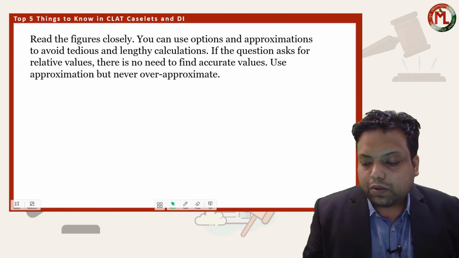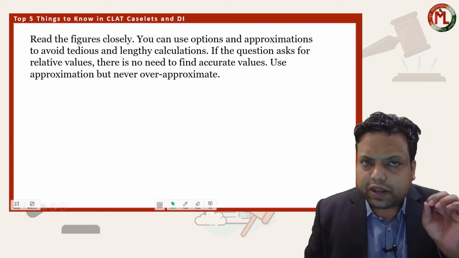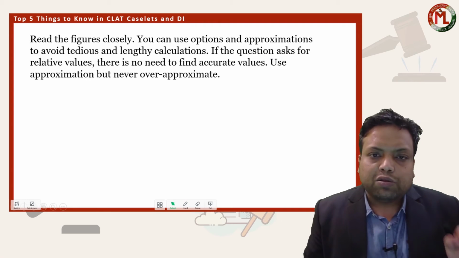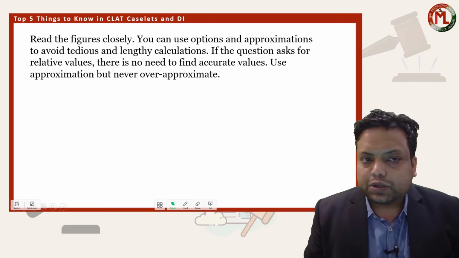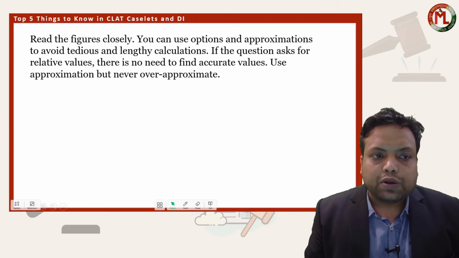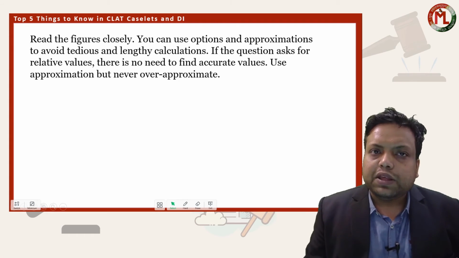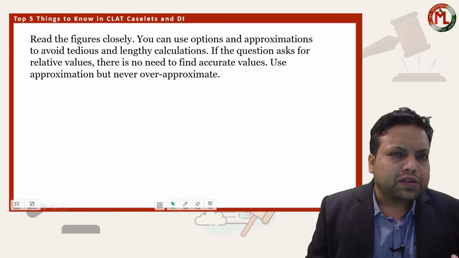Now the fourth and last point: you have to read the figures very closely. You can also use options and approximations to avoid tedious and lengthy calculations. If the question asks for relative values, there is no need to find accurate values. I have seen some students wasting time on that, and that is so pathetic.